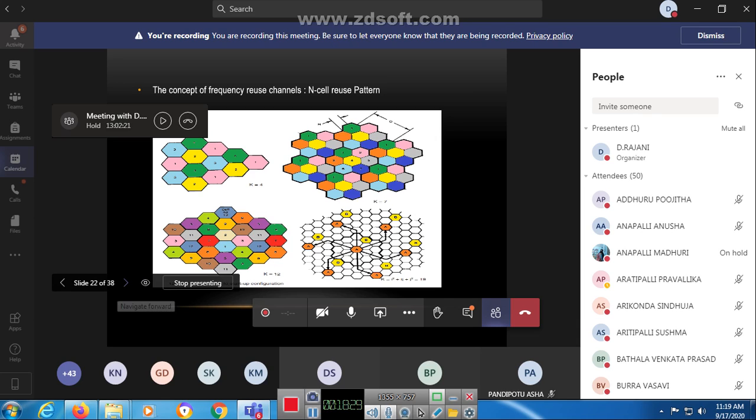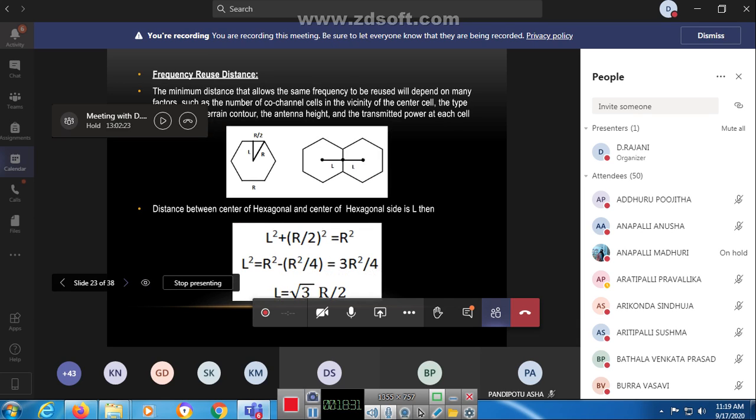Clear? So, frequency reuse distance. Here we take this same channel, the common channel. The minimum distance at which the same frequency can be reused depends only on the number of co-channel factors. So here we will be using a mathematical expression.